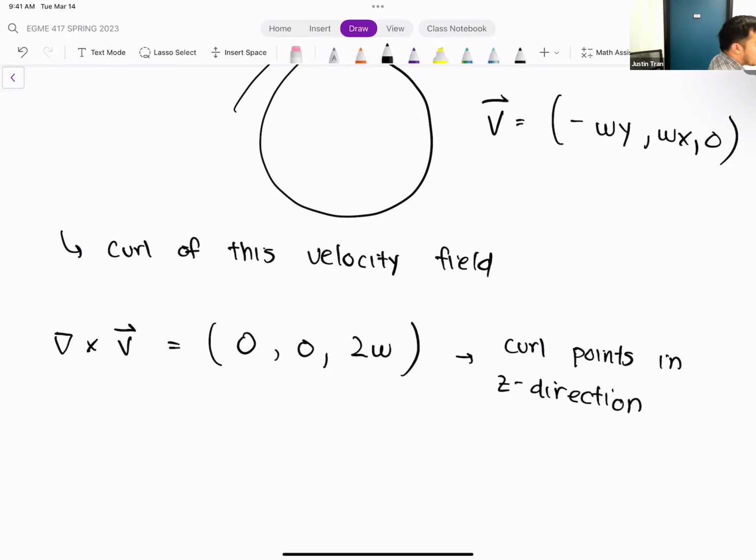The direction of the curl is really significant because if you think about it, if you have a rotating object flat on your table, the z direction is going to point vertically upwards. And so that's something that's important for the curl. The curl is always going to point in the direction of the axis of rotation.